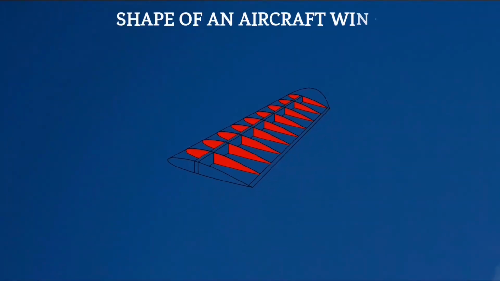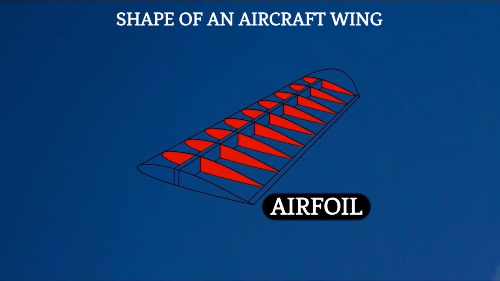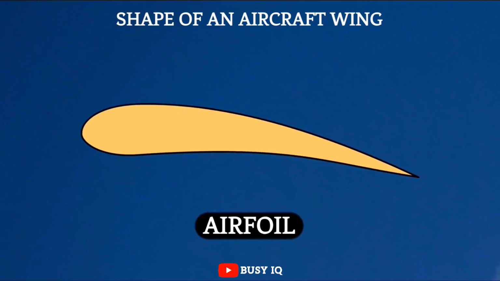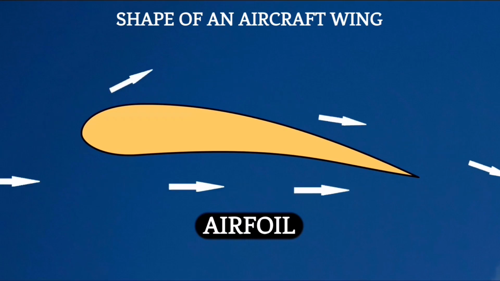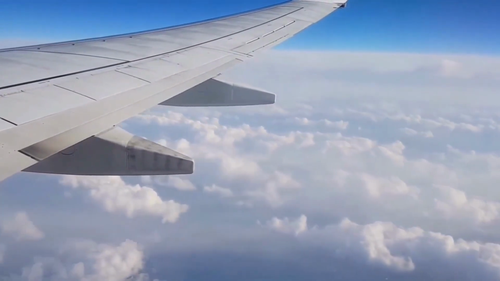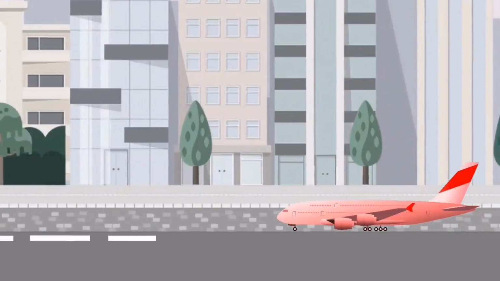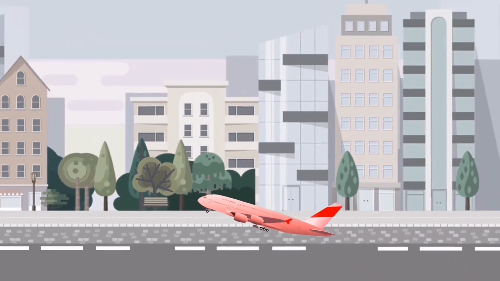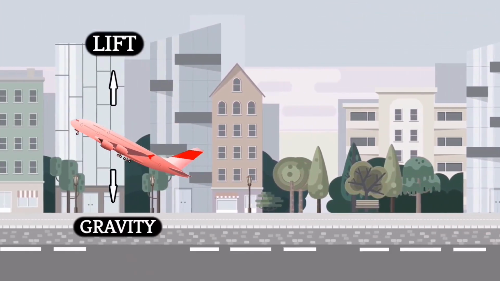The wings of an airplane are designed in a specific shape known as the airfoil shape. An airfoil is a streamlined shape with a curved upper surface and a flatter lower surface. This characteristic shape is designed to manipulate airflow around the wing, which results in lift. Lift is a force essential for overcoming gravity, and it allows an aircraft to ascend into the sky.